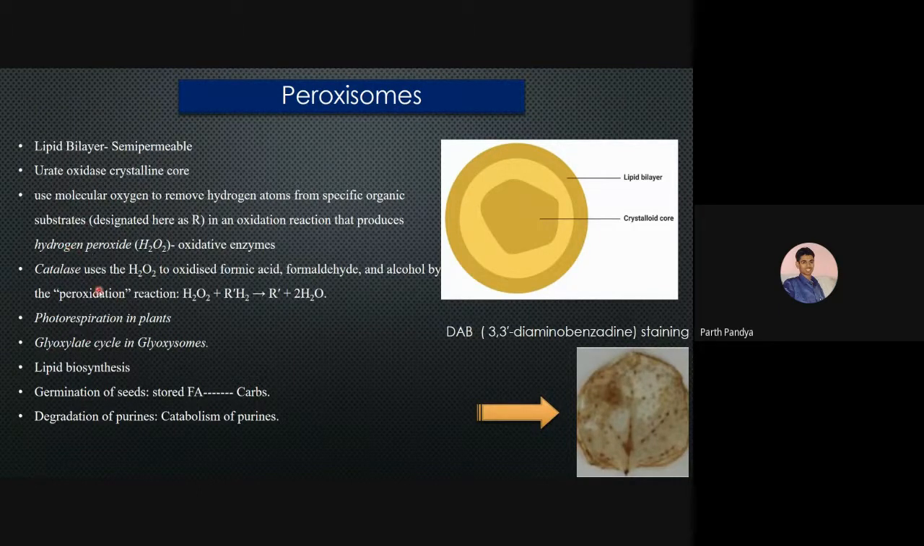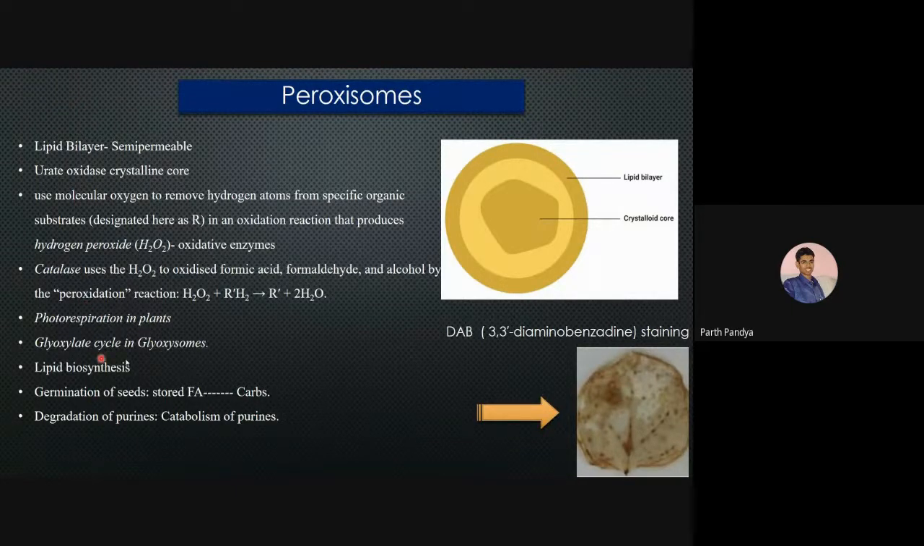So catalase, for example, uses this H2O2 and forms the more soluble form, water. Peroxisomes have been found in plants where they are active in photorespiration. They are called glyoxysomes in plants. They have a cycle called the glyoxylate cycle. So glyoxylate is the metabolite which has been produced over there.